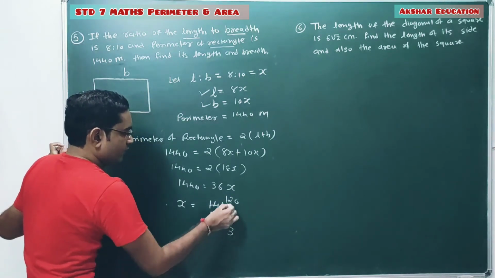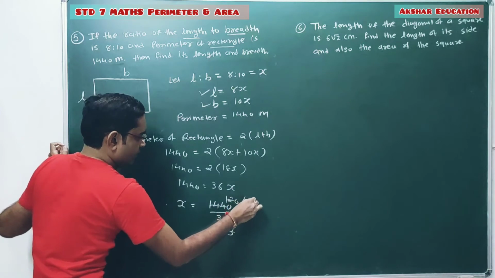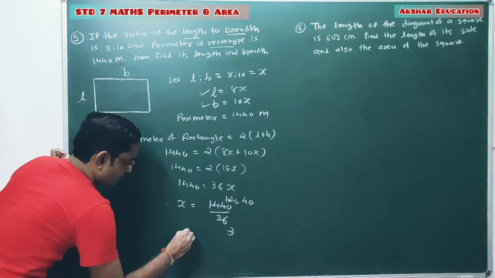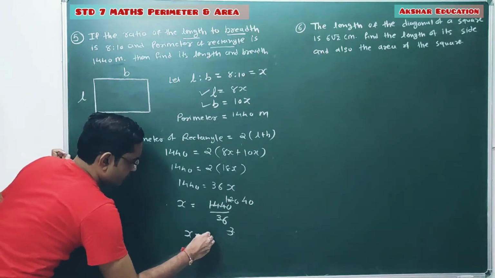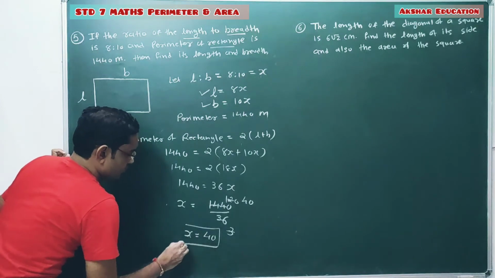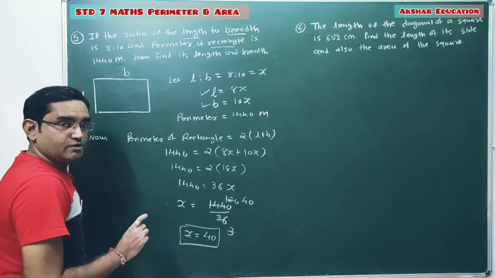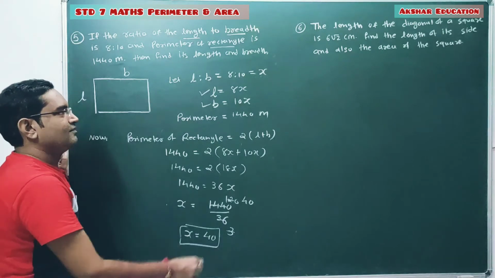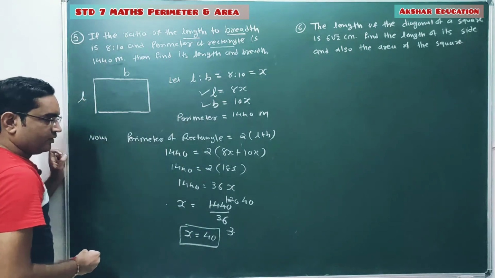12 12s are 144 and 0. 3 14s are 120. So we are getting the value of x as 40, and this is not our answer. This is not our answer, students. Our answer is length and breadth. So you have to write the answer.